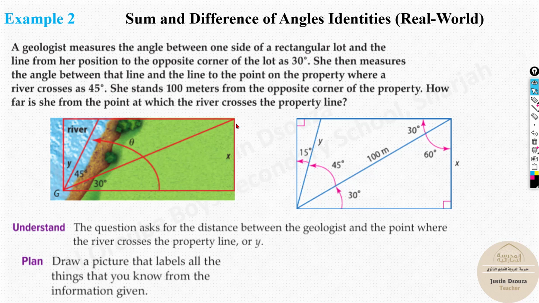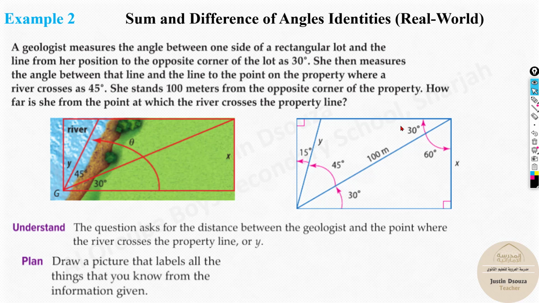Why? Because it's a rectangle. All the angles are 90. So if this is 45 and this is 30, it's 90 minus 45, which is 45, and 45 minus 30 is 15. So this is 15, yes. And then over here, you can see these are opposite alternate angles, right?